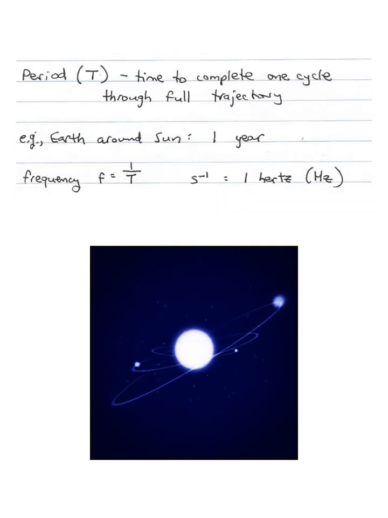I want to define the period. For periodic motion, the period is the time to complete one cycle through a full trajectory. So, for example, for the Earth going around the Sun, its period is 1 year. The frequency is the reciprocal of period. So if period is seconds per cycle, frequency is cycles per second.